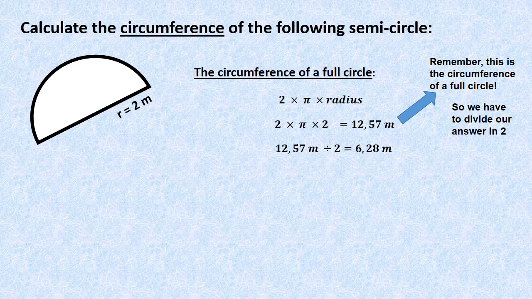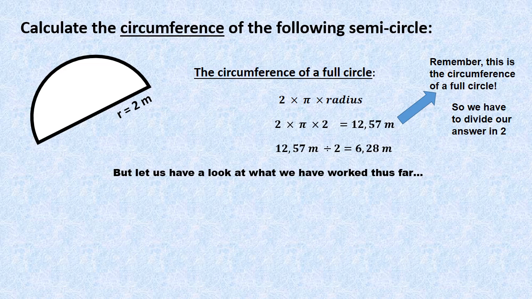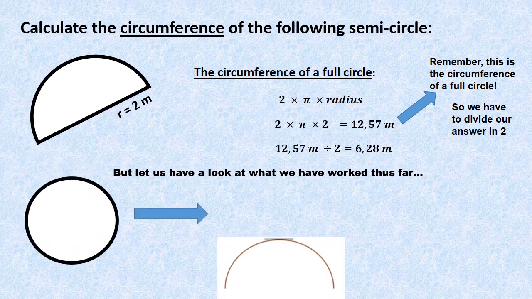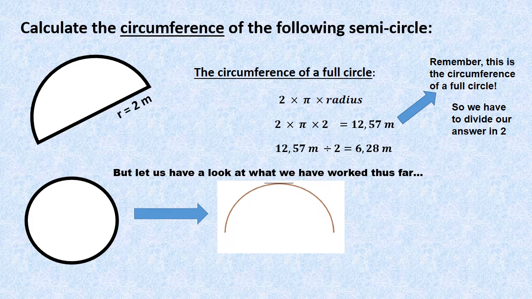Ta-da! Are we done? No, we are not done. Okay, let's quickly have a look at what we have worked out thus far. We took our circle, and we divided the circumference of the full circle by 2. So basically, if you erase the bottom, you will be left with just that arc over there.